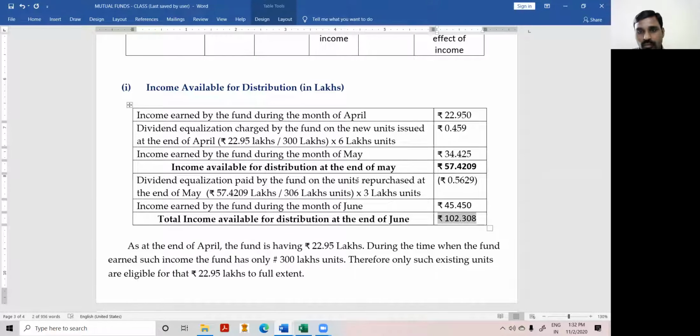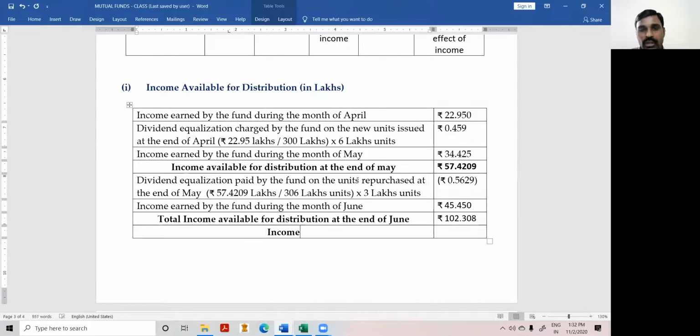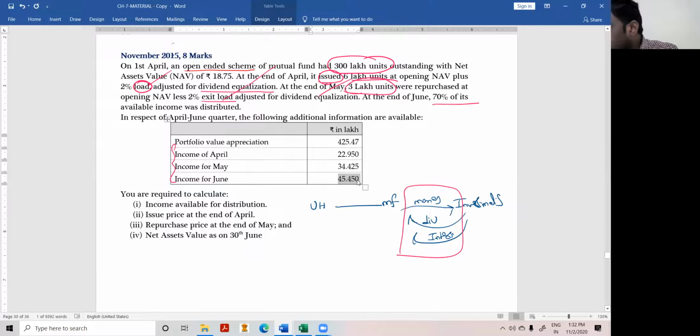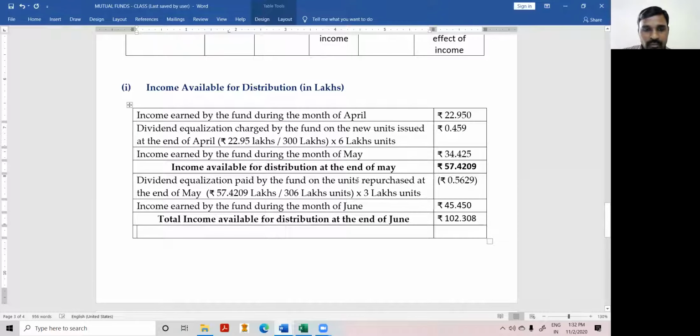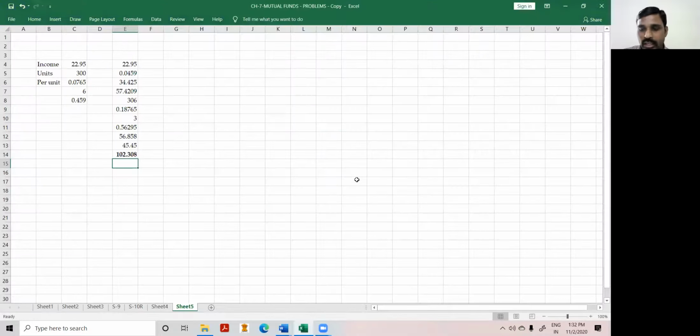Okay. Next, after distribution, income distributed by the fund. Look at the problem. They have given one more piece of information: 70% of its available income was distributed. So less income distributed at the rate of 70%. 102.308 into 70%, how much will I get? 71.6156.